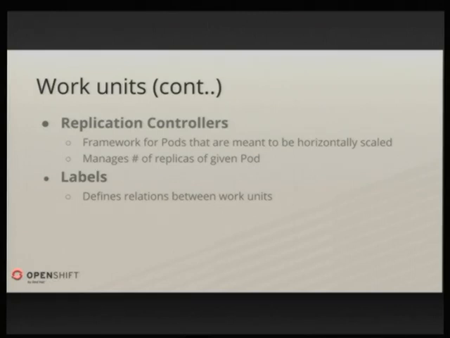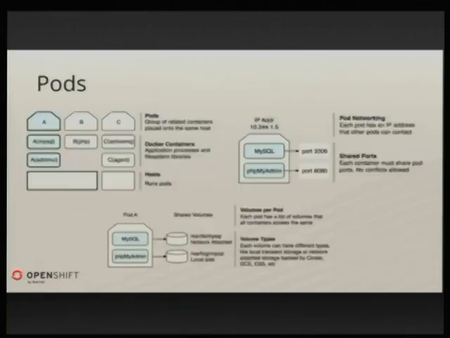And then the last one I will mention is labels. Labels are not really a resource. They are more the thing that glues various work units together. You specify labels, which are basically tags in JSON. And if the labels match across the work units, they are coupled together. So it's very simple. There's no more magic there.